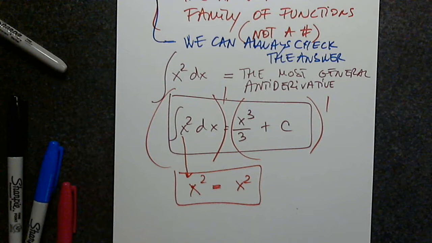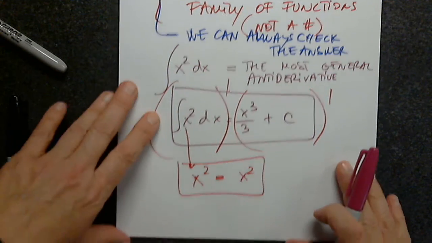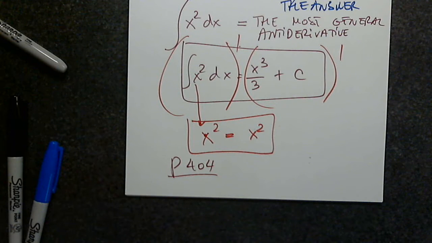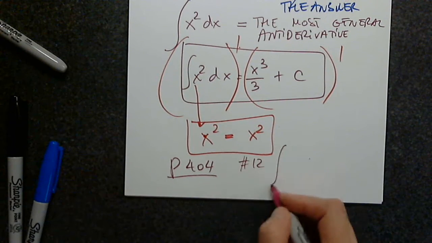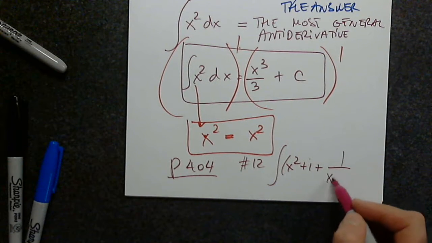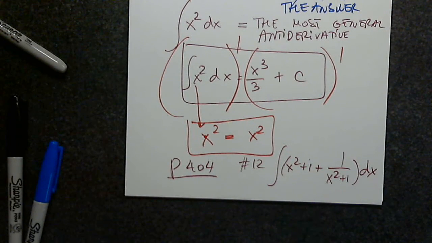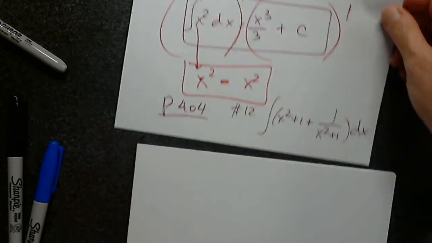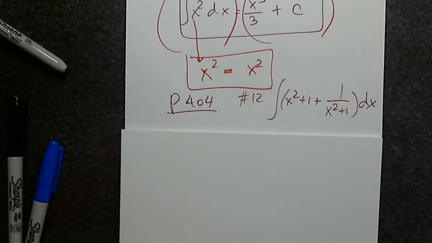Okay. On page 404, let's start with number 12. The integral of x squared plus 1 plus 1 over x squared plus 1 dx. This is an indefinite integral. The answer will not be a number. The answer will be a family of functions, the most general antiderivative of the given function. And if I want to, I can always check.